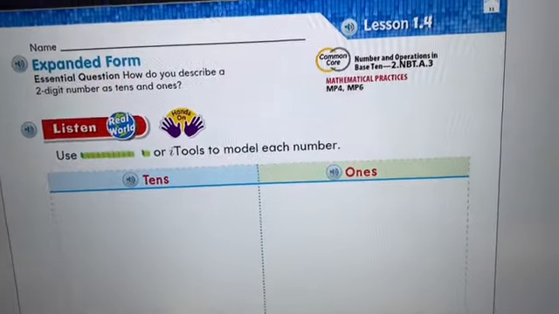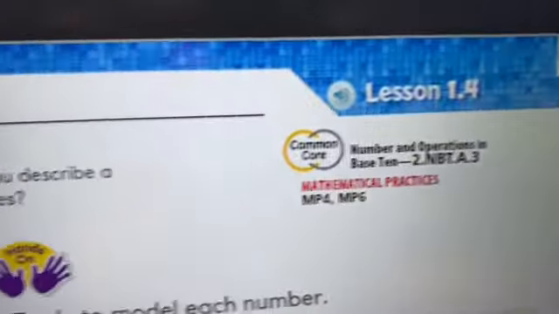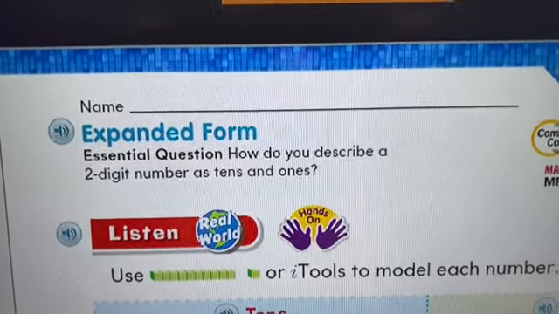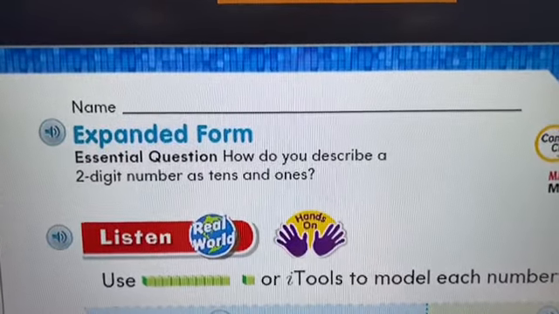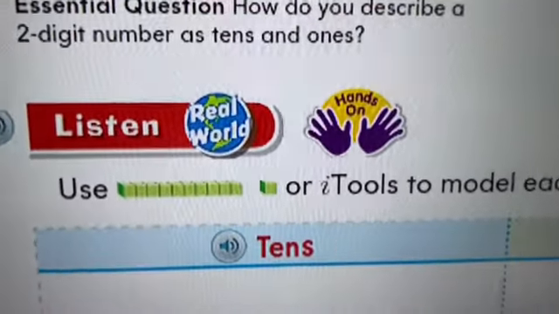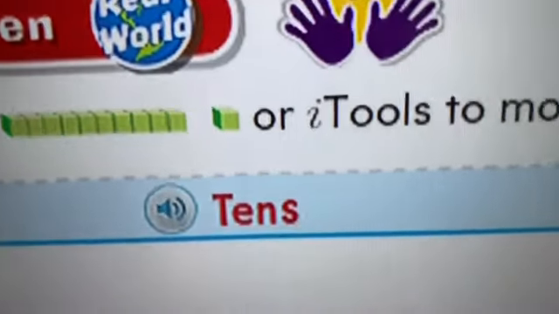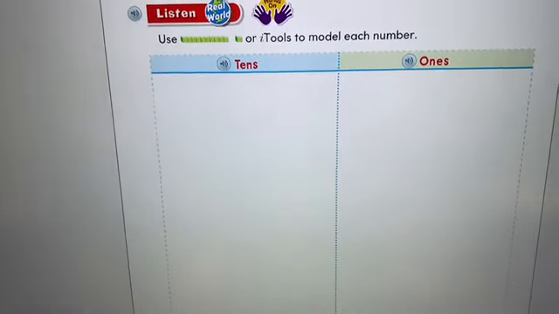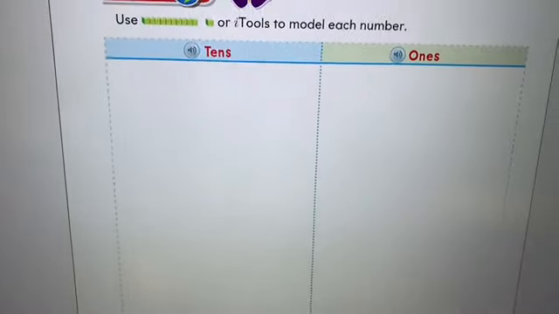Okay, like what I said, we're going to do the video for lesson 1.4, expanded form. And the essential question says, how do you describe a two-digit number as tens and ones? So yesterday we did a little bit of the base 10 blocks or counting cubes. So we're going to start off with, let's do 38. Okay, 38.